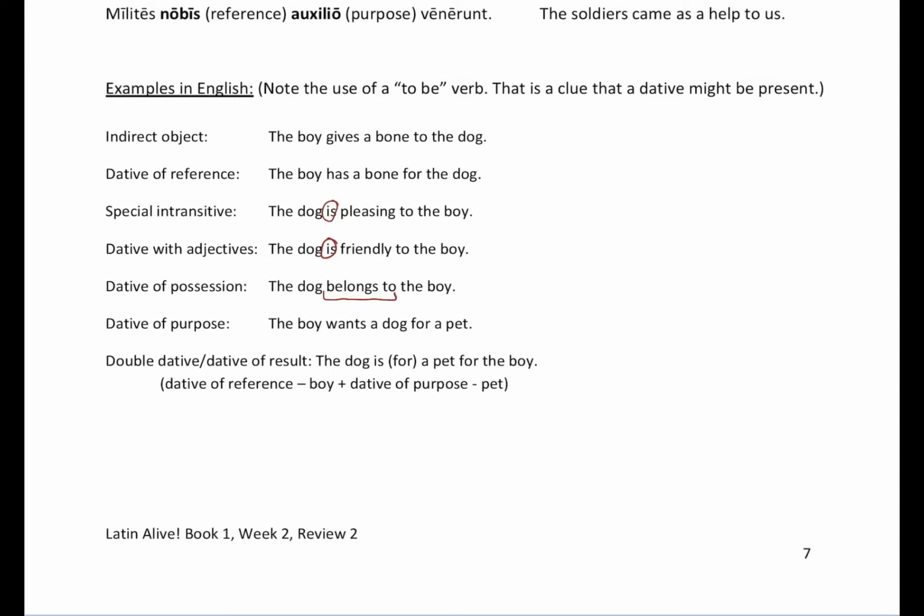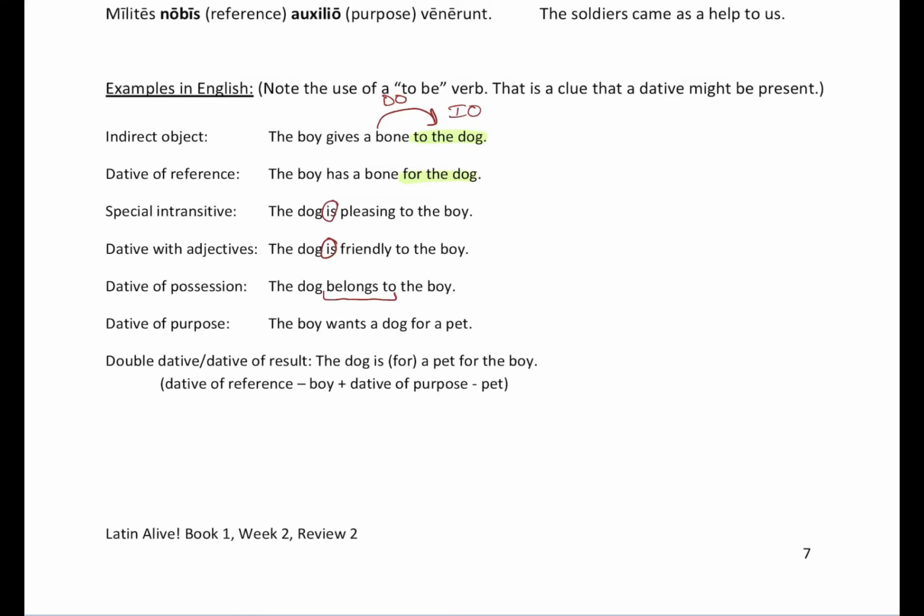So the first one is the indirect object. The boy gives a bone to the dog. The accusative is the bone being given. So the direct object is related to the indirect object. The indirect object receives the direct object. First one you learned, often with a giving, showing, telling verb. Pretty easy there. Dative of reference. The boy has a bone for the dog. Again, dative right here, but it's referring to something. Or it's also, remember, called the dative of interest. The dog's probably going to be interested in what the boy has for the dog, right?